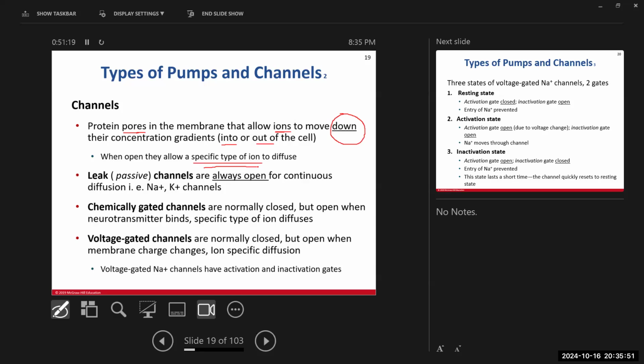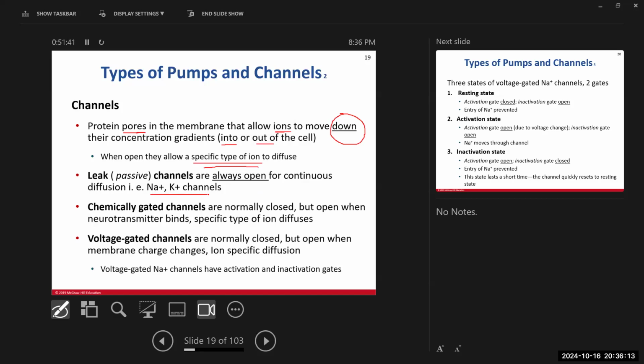So there's a couple different types of channels that we're going to talk about. All right, the first one is the 7-Eleven channel, okay? Those are what we call leak channels. They're open 24/7, never ever closed. They're not gated, right? They are not gated. So we'll see those channels for specific ions.